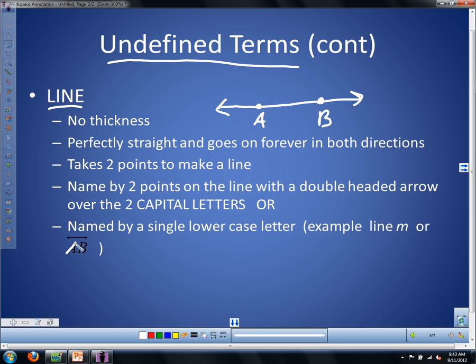So let me write this in so you can see this. I would name this line that I drew line AB, and I put arrows over the top. The arrows show that it goes on forever in both directions. Sometimes you'll see a line drawn like this, and it'll have a lowercase letter. In that case, we could name it line M. So this is line AB. This is line M. This line, we name line AB. This line, we would just name line M.